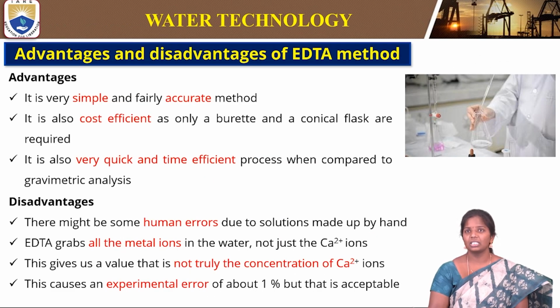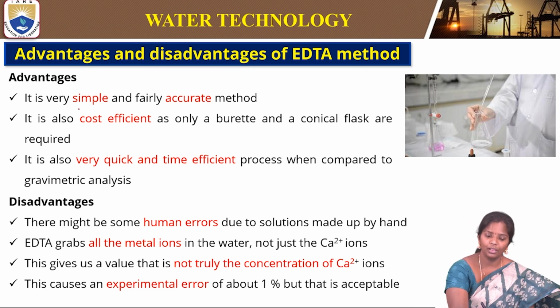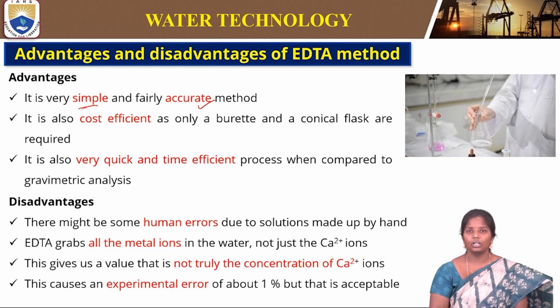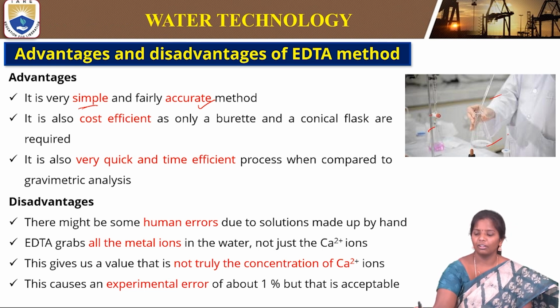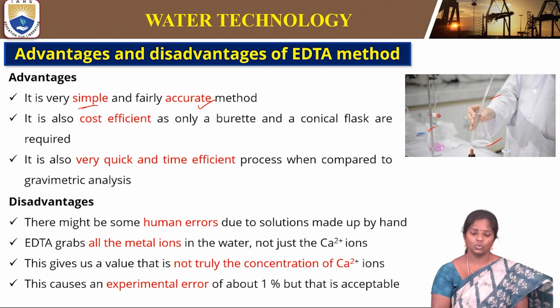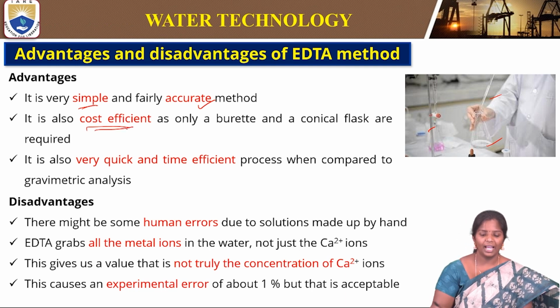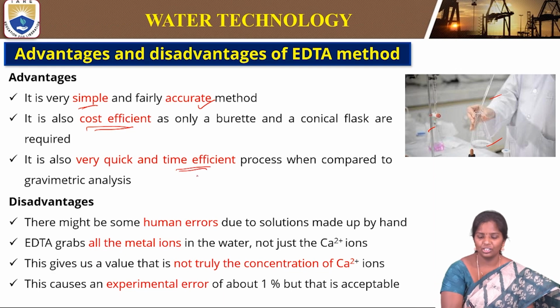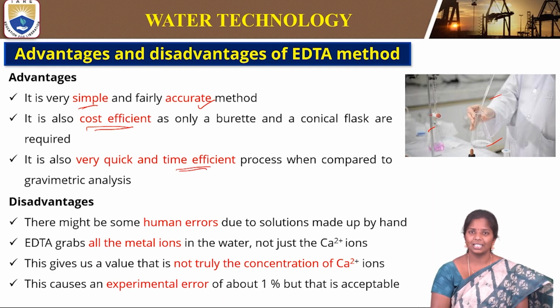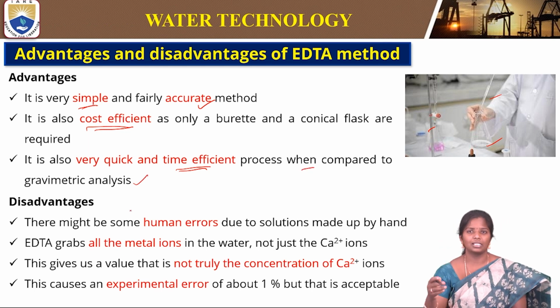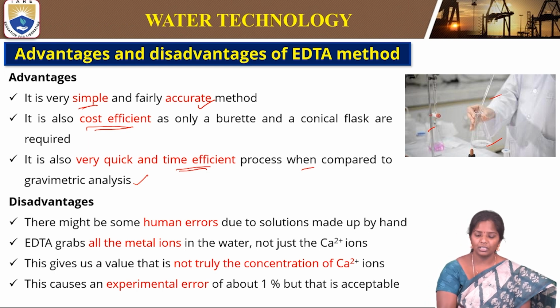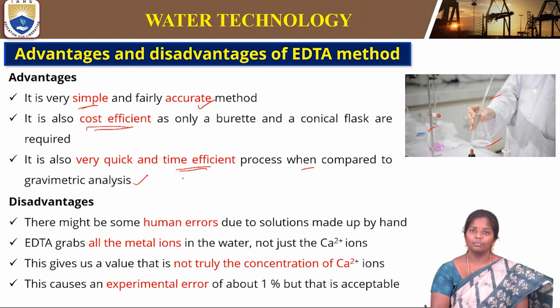So what are the advantages and disadvantages of this method? The advantages: it is very simple and, to an extent, very accurate. We only use a burette, a pipette, a conical flask and an indicator, so it is very easy to use. It is cost effective and also very quick and time efficient, which means it takes less time. Compared to gravimetric analysis, like precipitating, which takes some time, the titration method is time efficient.